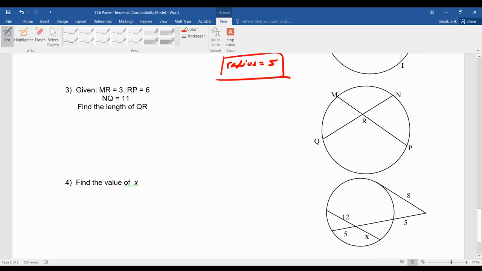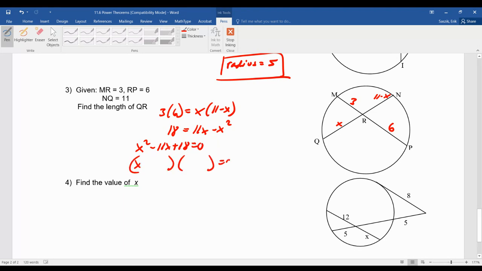Almost done here. MR is 3, RP is 6, NQ is 11. So I don't know, I just know this whole length. I'm going to call this x, and this, of course, is 11 minus x. So this is chord chord again. And we will have a quadratic here. 18 equals what? 11x minus x squared. I want my x squared to be positive.